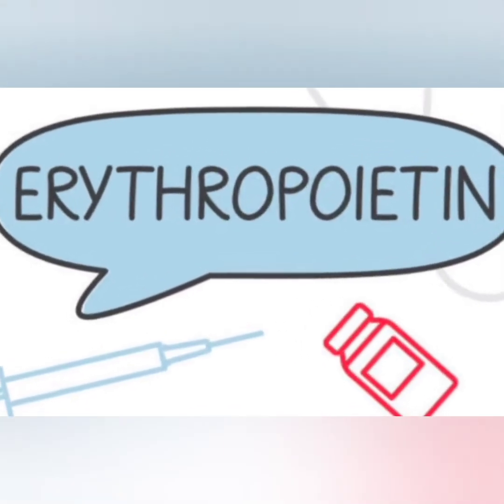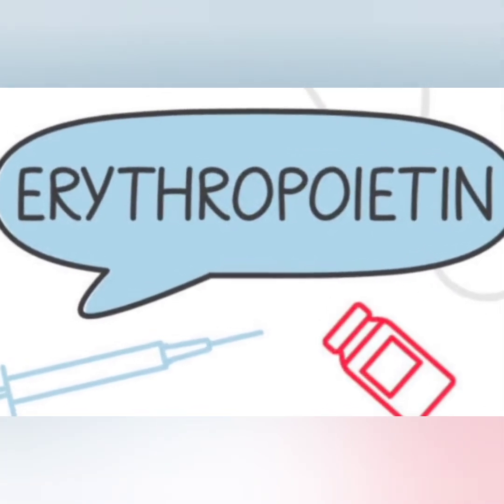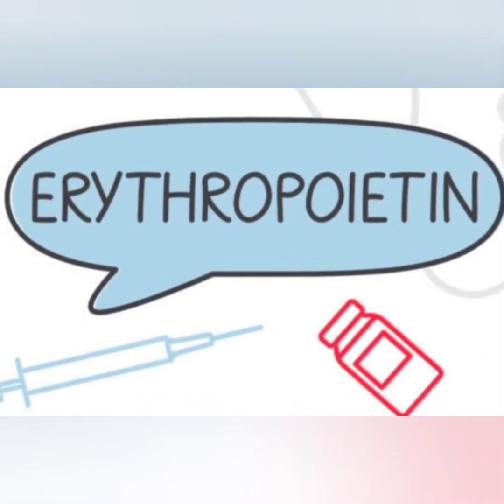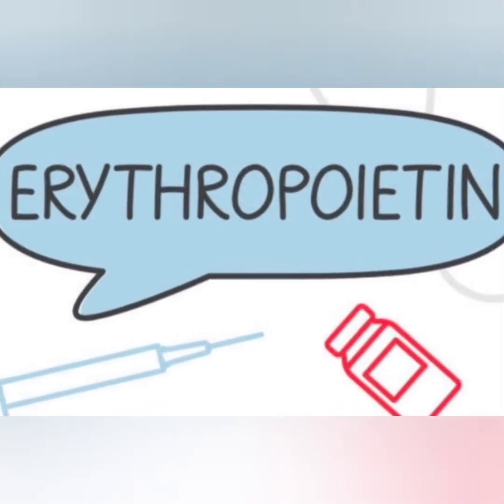The erythropoietin can be used to correct anemia. The anemia associated with osteopetrosis is myelophthisic anemia. So, erythropoietin can be used for the formation of RBCs.